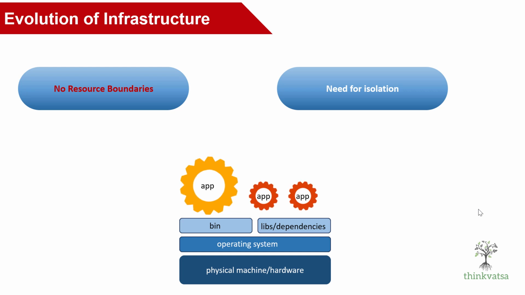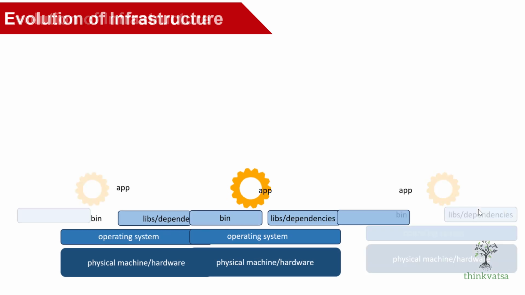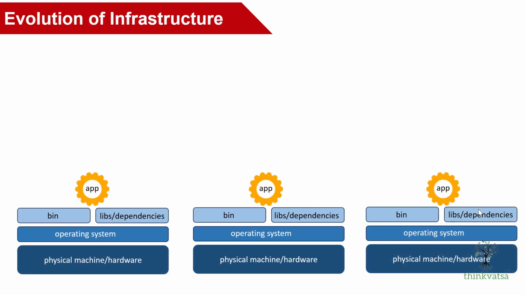Now you might say, let's just run each application on its own physical server. That sounds like a great solution, right? But this solution doesn't scale either. We ended up underutilizing resources on the physical host, which was one of the problems, and it became expensive to maintain so many physical servers.